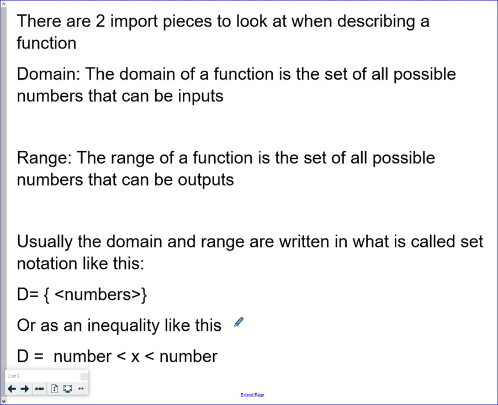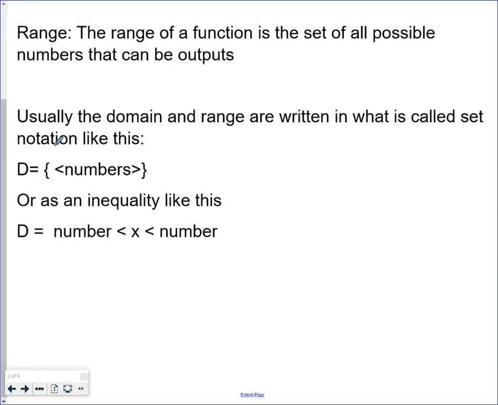So how do we write the domain and range? We could write it out in words, but that's going to take too long. So we write it out one of two ways. The first way is called set notation, which is this way right here. So let's say my function is only accepting the numbers 1, 2, and 3. Those are the only numbers that my function will accept. Well, the way I write my domain is I'd say the domain of my function is equal to the set of 1, 2, and 3. And I use little curly brackets to denote set notation. So that'd be how I write my domain.